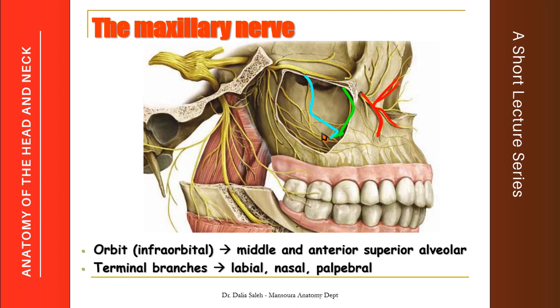Finally, the infraorbital nerve emerges through the infraorbital foramen and appears on the face and splits into too many branches like the palpebral, the lateral nasal, the superior labial, and supplies a major area in the face here.